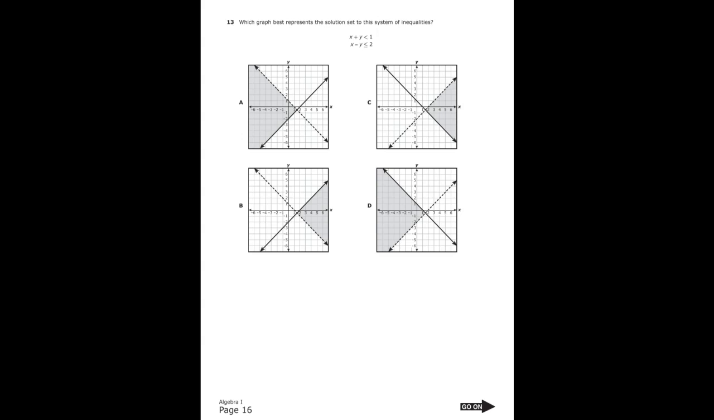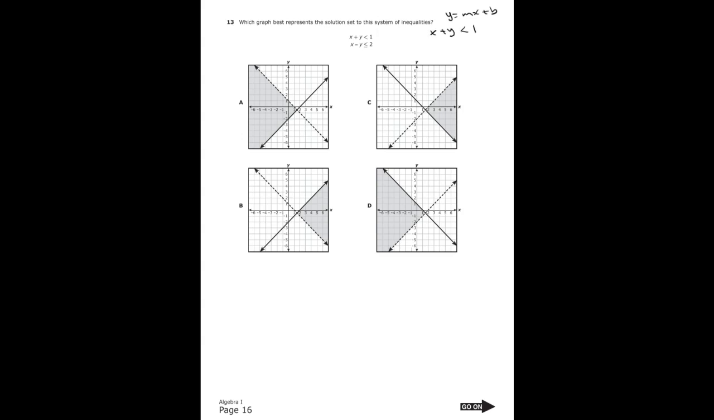Which graph best represents the solution set to this system? x plus y less than 1, x minus y less than or equal to 2. So the best way for us to do this is to always write it as y equals mx plus b, and then we'll apply the inequalities as necessary. The first one is going to be x plus y less than 1.